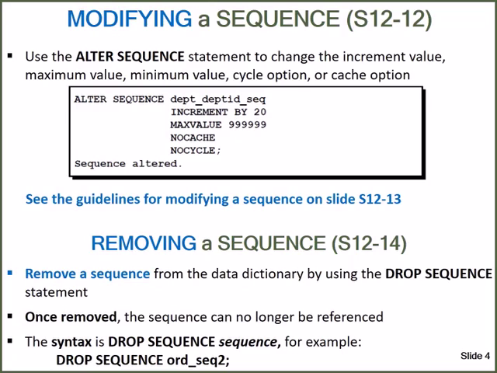Removing the sequence. Remove a sequence from the data dictionary by using the DROP SEQUENCE statement. Once removed, the sequence can no longer be used or referenced. The syntax is drop sequence, the name of the sequence. For example, drop sequence ORD_SEQUENCE_2.